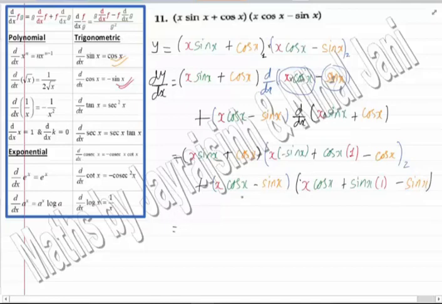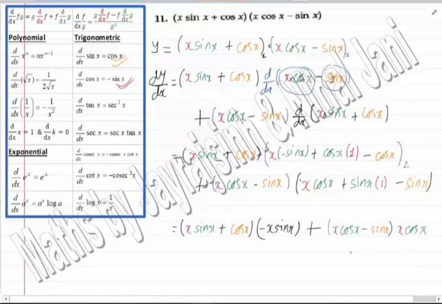Finally, thank you. Let's simplify. First this bracket is as it is. Now cos x minus cos x will cancel out, so here we will get only a minus x sin x plus, again this bracket is as it is, sin x is cut, so the remaining term is x cos x.